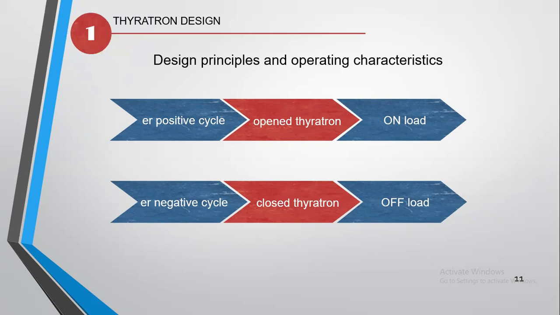But if we apply a negative cycle with negative voltage to the control grid, the thyratron will close and the load will turn off.